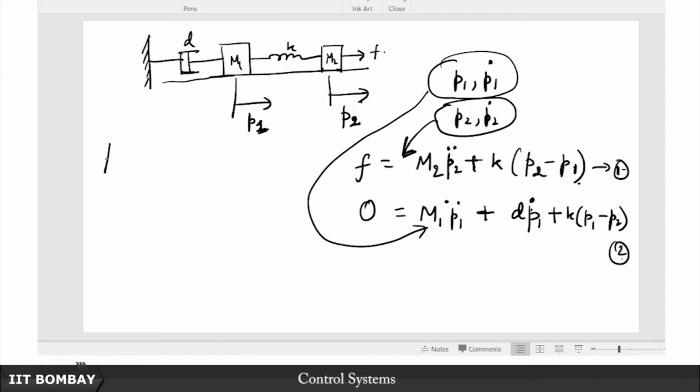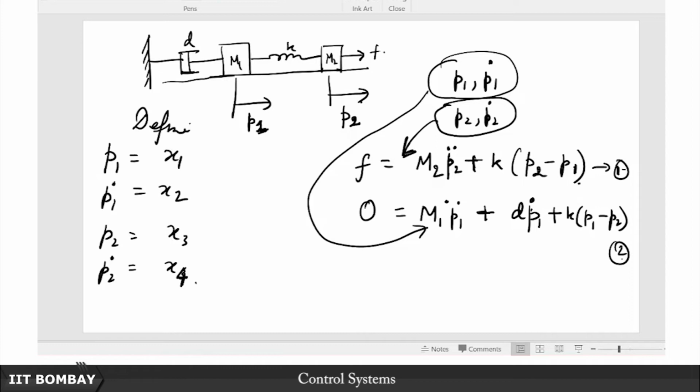Let me define P1 is equal to x1, P1 dot is equal to x2, P2 is equal to x3, and P2 dot is equal to x4. So define the states in this fashion. Of course we can do this because we have an understanding of the system, we have spent so much time on modeling mechanical systems.